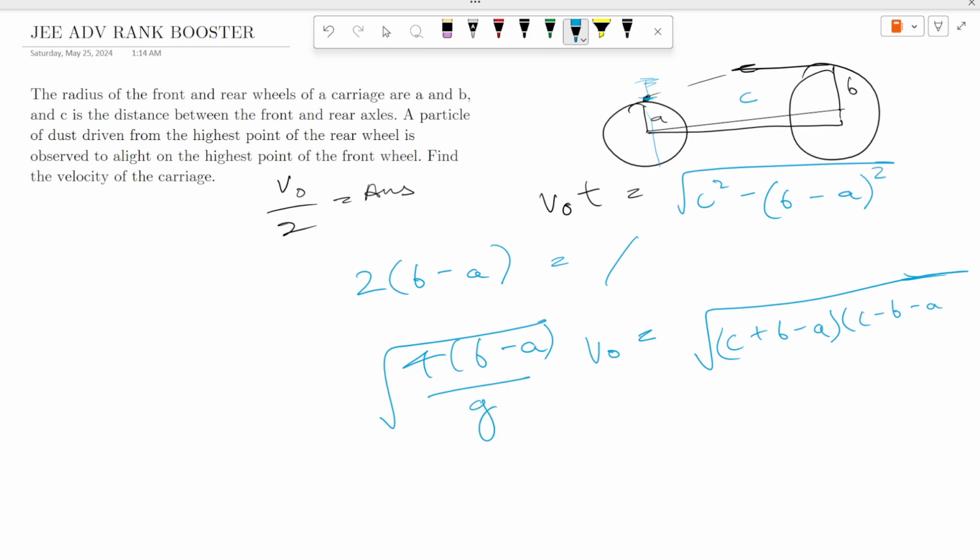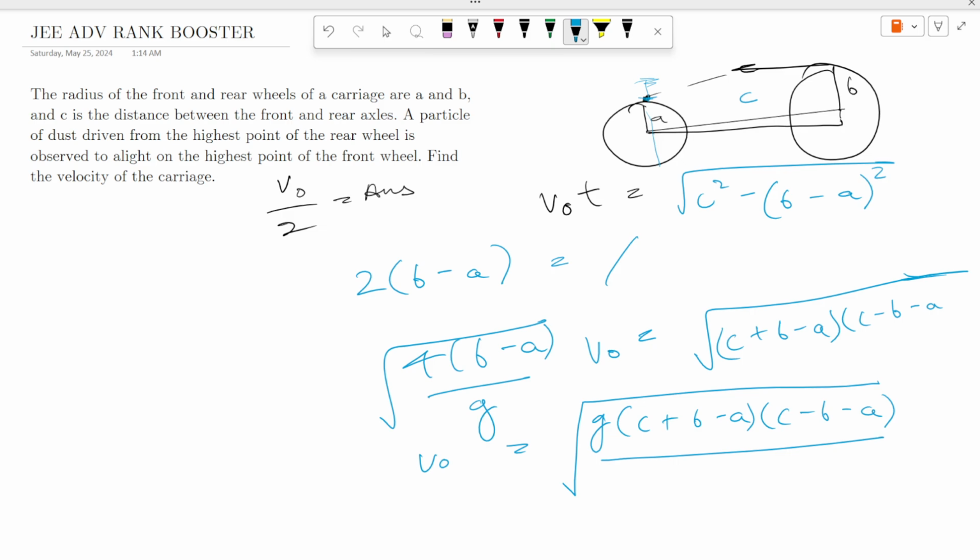Just put the g here. So it is going to end up in the divisor now. Just put up a whole root and we have this expression with us: c plus b minus a, this is c minus b, c upon 4b minus a. So this is the expression that we are getting. Now we just need to divide it by 2 and then we'll get the answer.